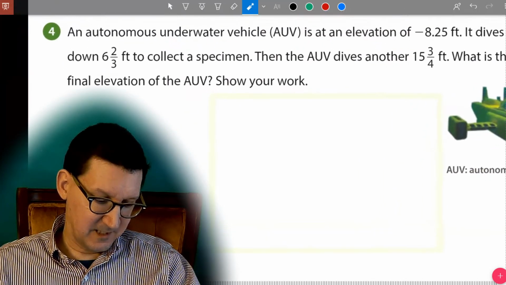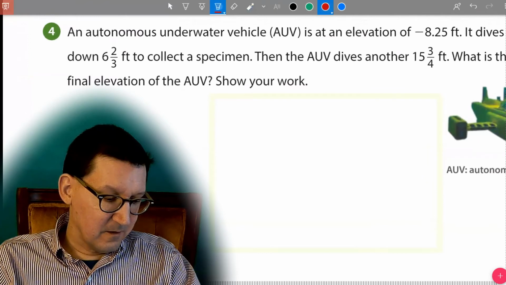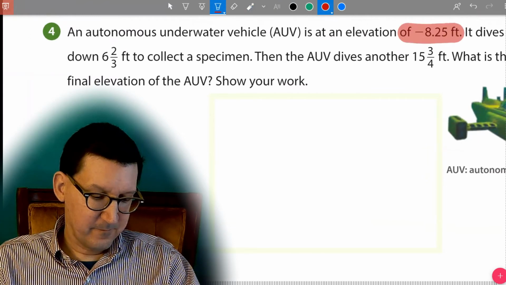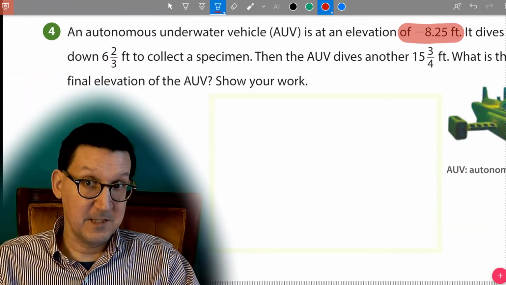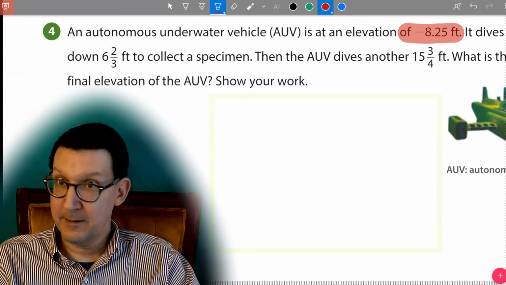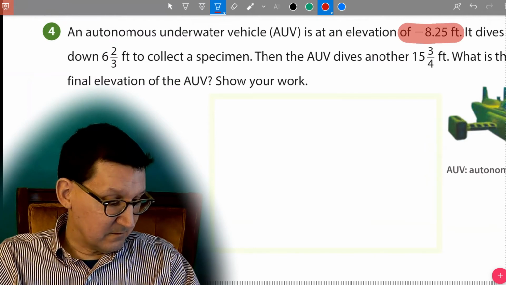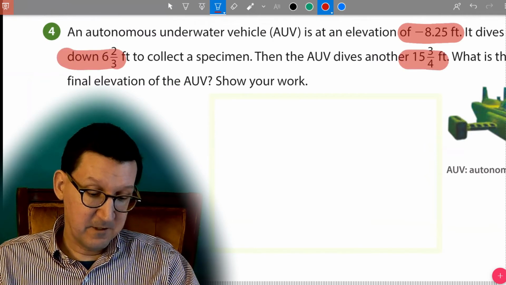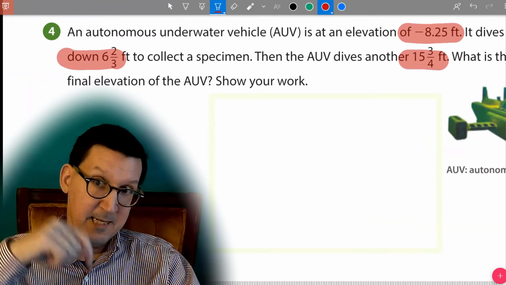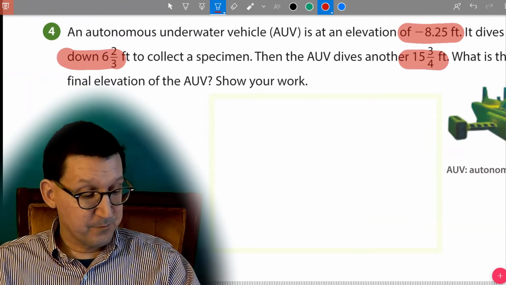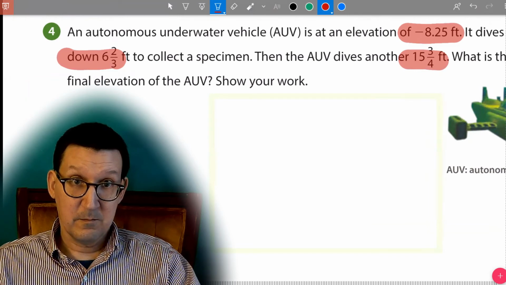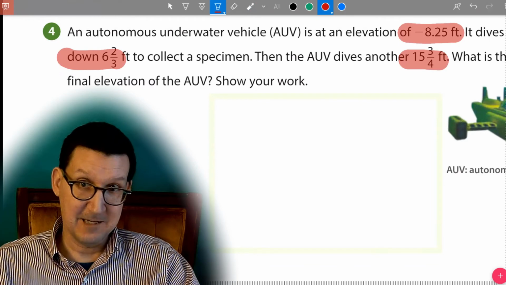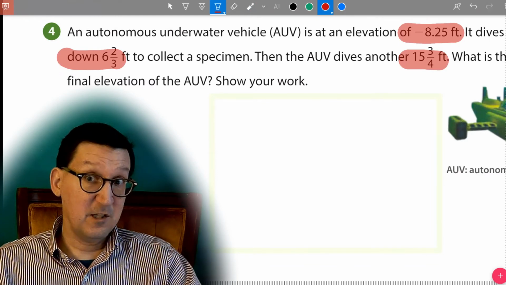Well, first of all, let's see what we have to deal with here. We start off with an elevation of negative 8.25, okay? So we're starting off below sea level because it's an underwater vehicle. That makes sense. It dives down another 6 2/3 feet, and then it dives again 15 3/4 feet. So it's going down and down and down. So that tells us that we're going to add all these things together, right? Because we're adding a negative to a negative to a negative. So that's the good news. We're adding stuff.